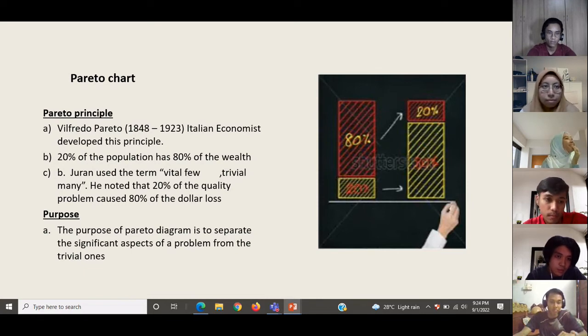The purpose of the Pareto diagram is to separate the significant aspects of a problem from the trivial ones.